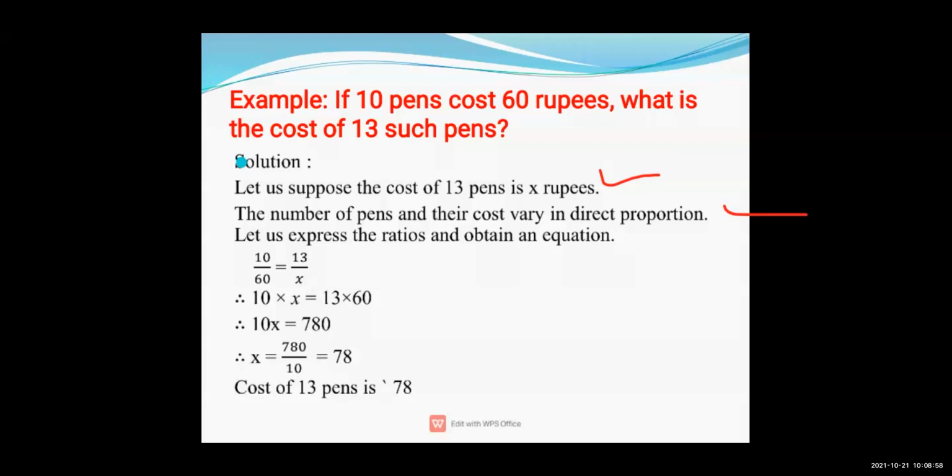Next is the number of pens and their cost vary in direct proportion. Now, third statement, what are you going to write? Let us express the ratio and obtain an equation. This will be the third statement. Now, what are we finding? We are finding the ratio and obtaining an equation. We first have to find the equation, and then the ratio we are going to write down. So this will be the third statement.